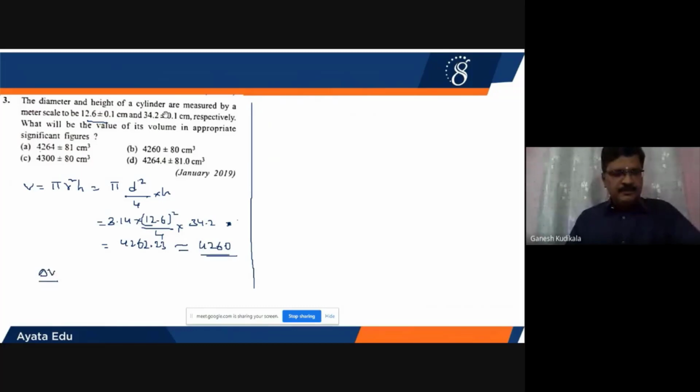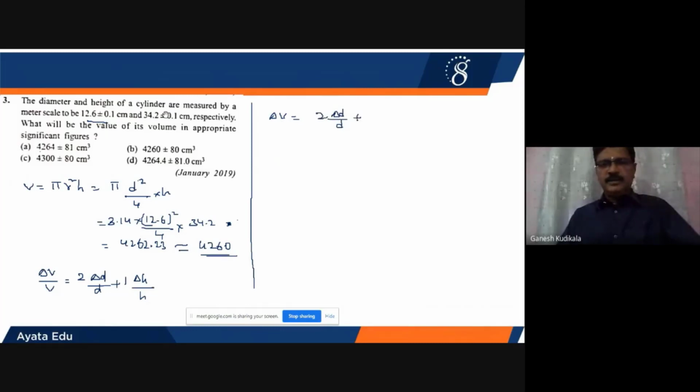Delta V by V is equal to pi is constant, here you will get d, no? d square I am going to get. This is constant, this is constant. Therefore 2 into delta d by d plus power half is there into 1 into delta h by h. Therefore delta V will be equal to 2 into delta d by d plus delta h by h.